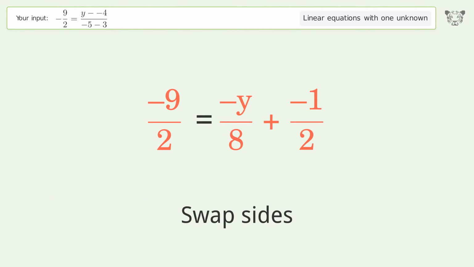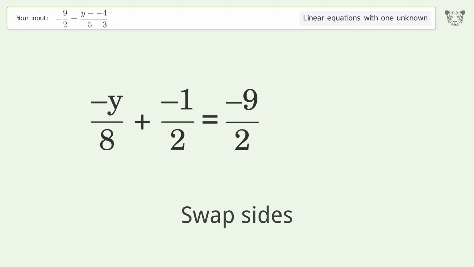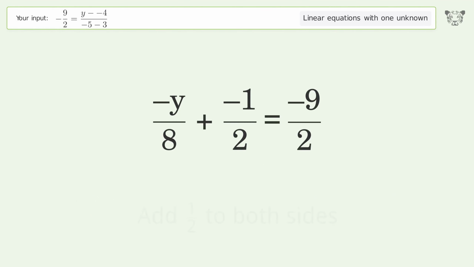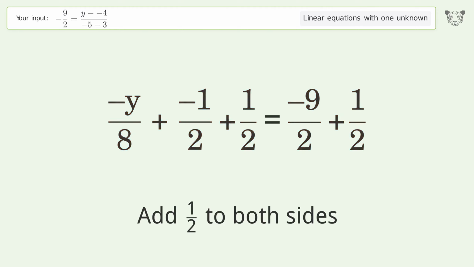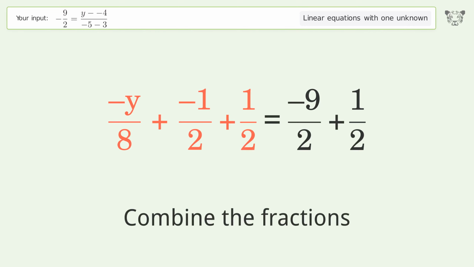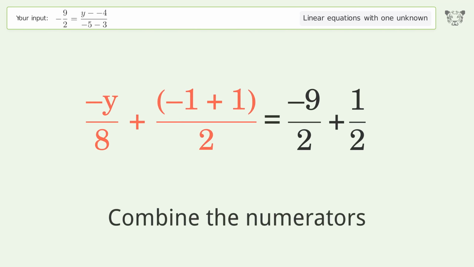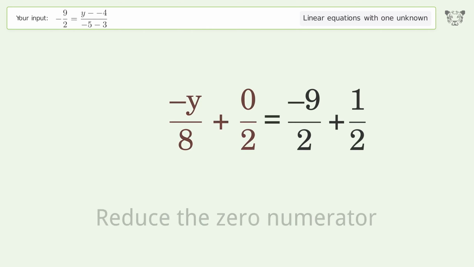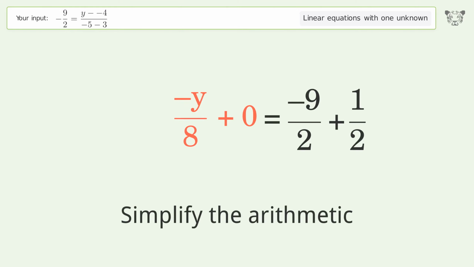Swap sides. Group all constants on the right side of the equation. Add 1/2 to both sides. Combine the fractions. Combine the numerators. Reduce the zero numerator. Simplify the arithmetic.